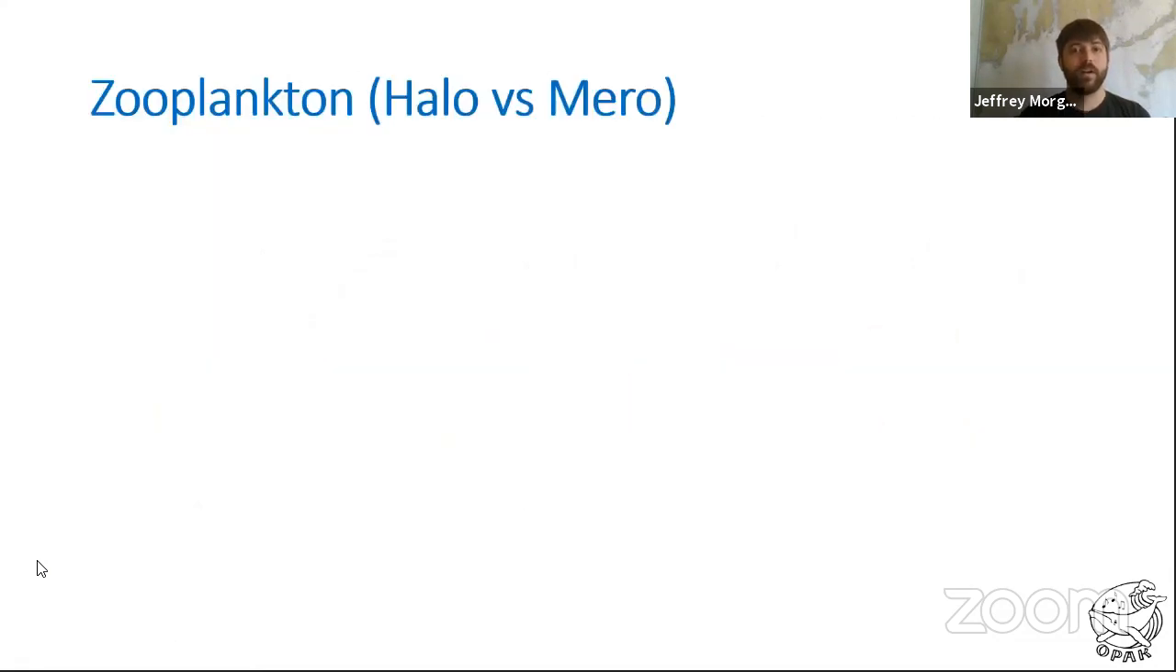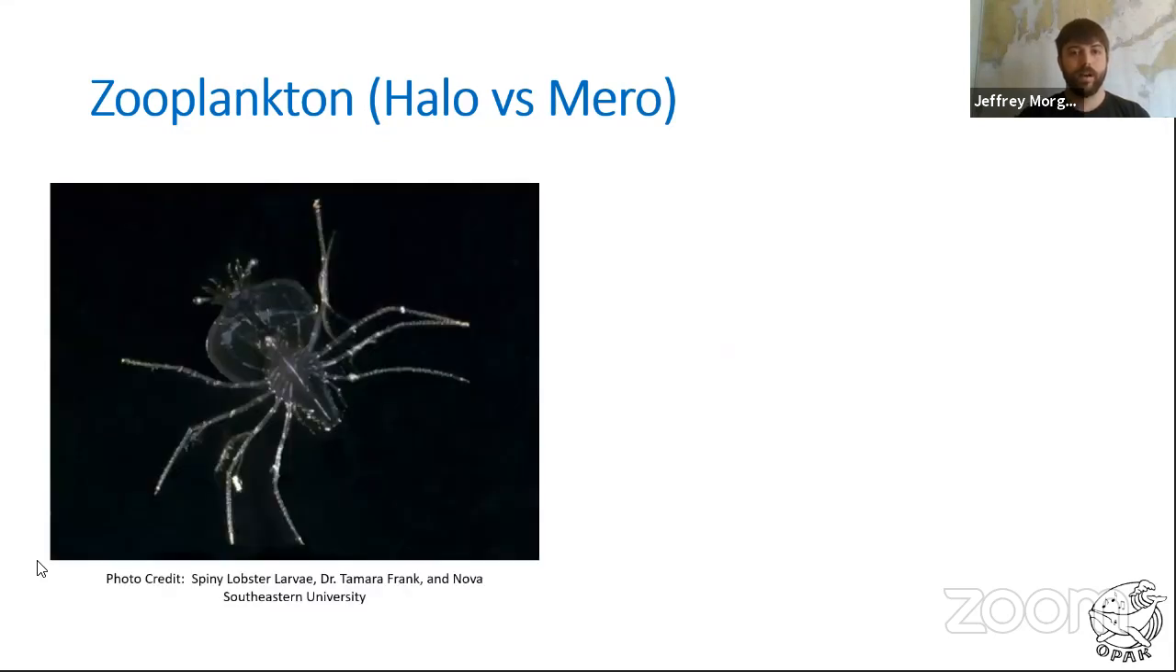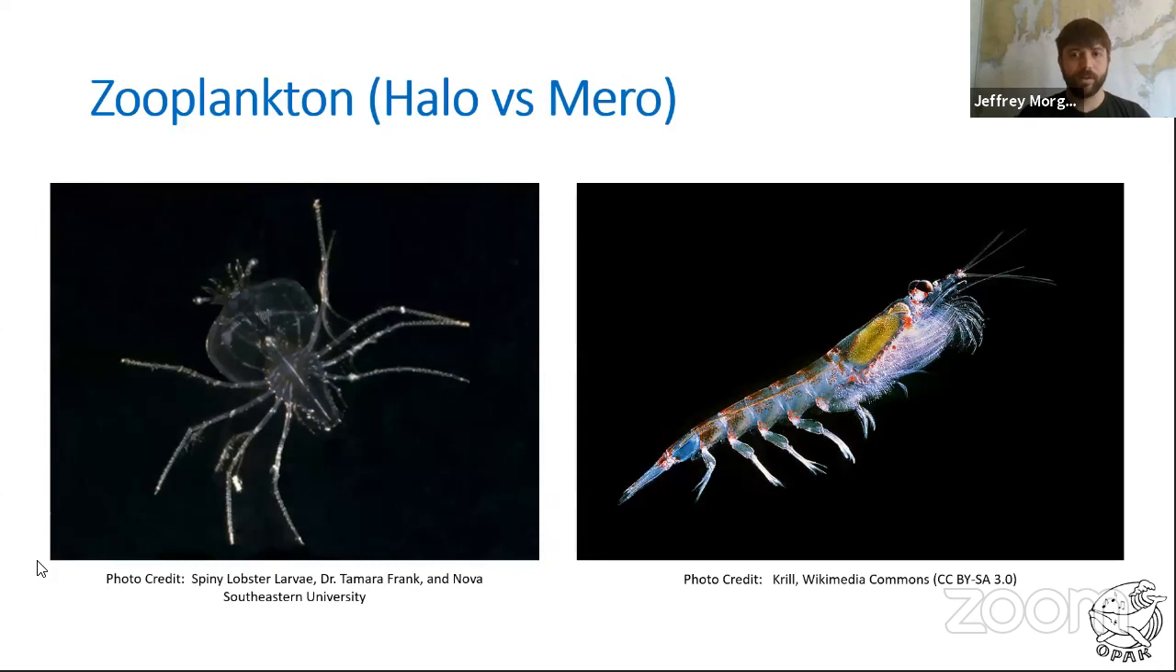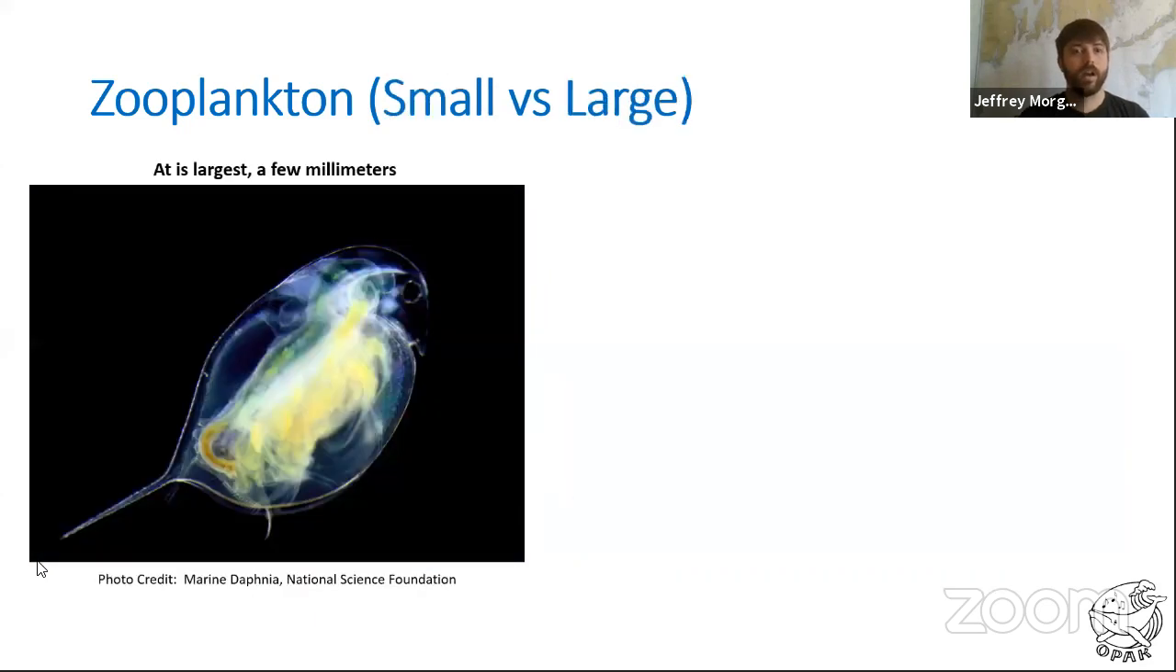And then we have zooplankton that spend their whole life as plankton, like the krill on the right here, and we call those holoplankton. And then we have meroplankton, which are the zooplankton that grow up to be other things, like our spiny lobster larva on the left of the screen here. So then we have zooplankton that are super tiny, just a few millimeters in size, like our Daphnia. There are freshwater species of these as well, but this is the marine version.